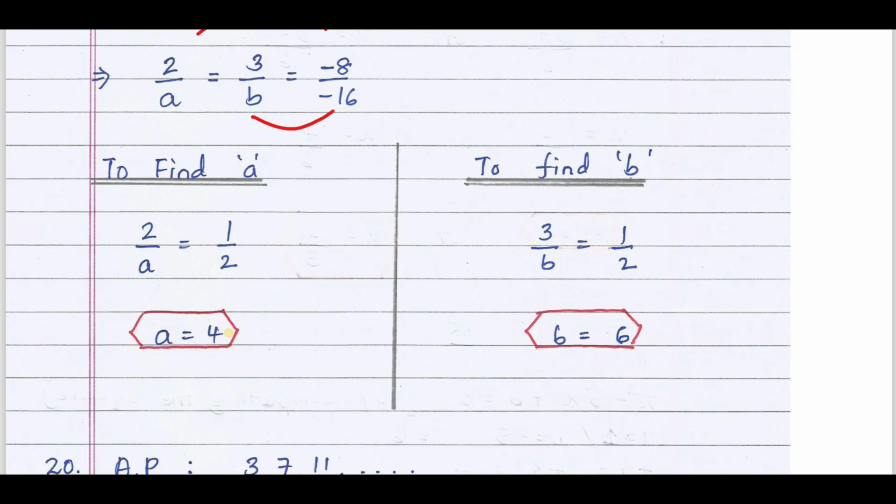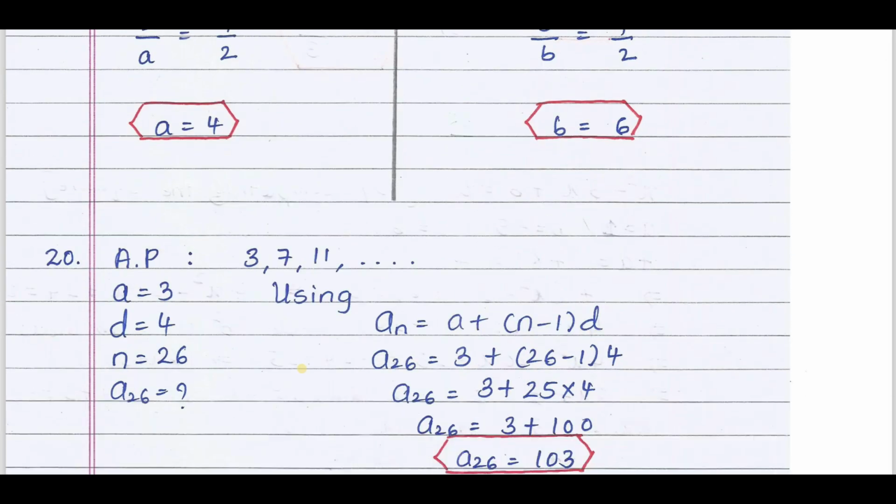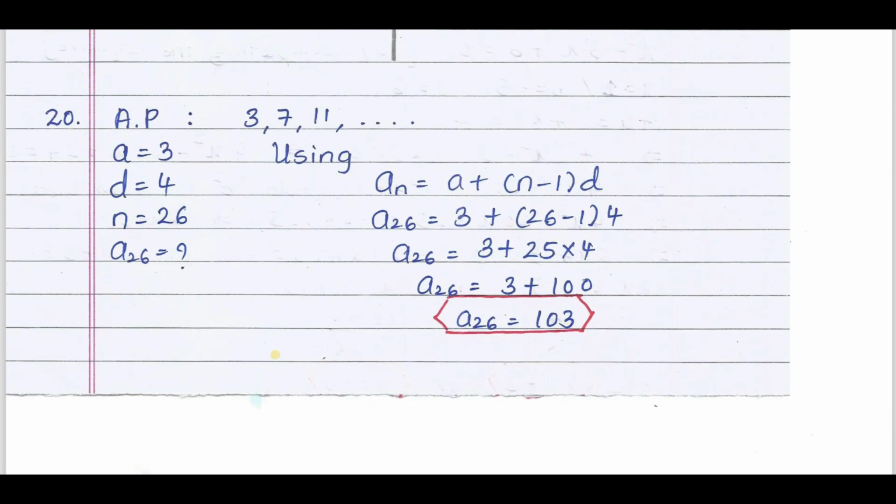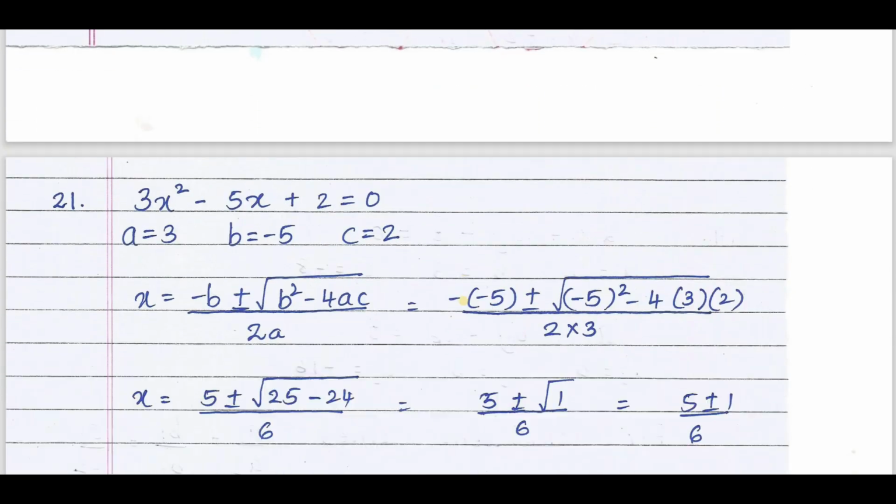Now 20th, a very simple question. Given AP is 3, 7, 11. Now we need to find out the 26th term using the nth term formula. Substituting the values of a, d and n, you will get the value of a26 as 103.